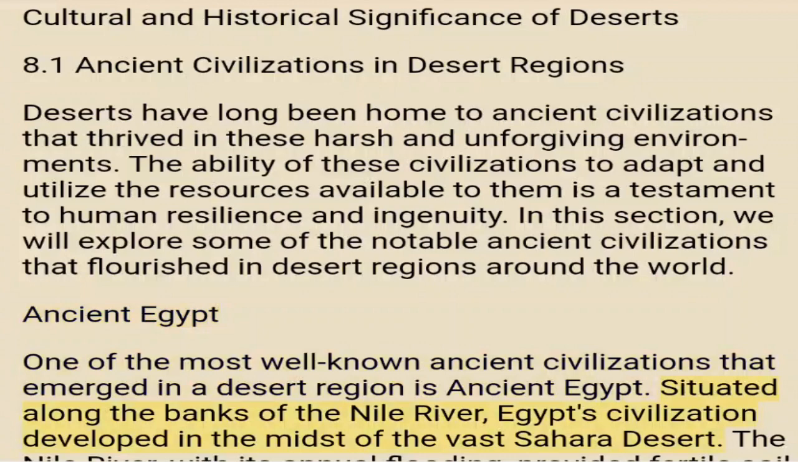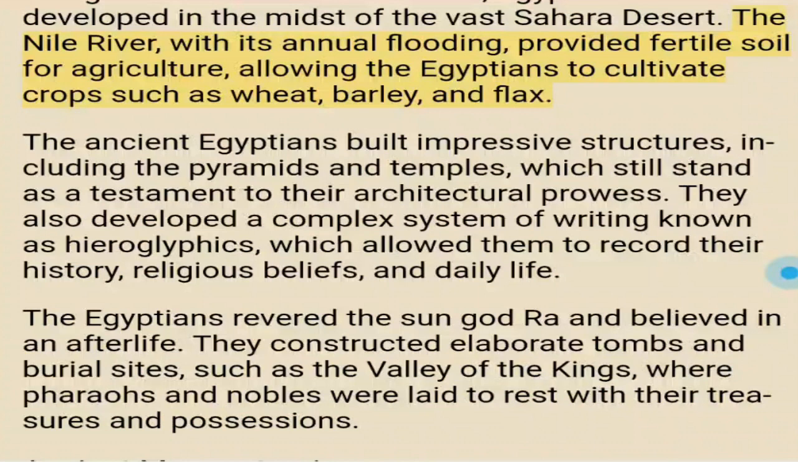Situated along the banks of the Nile River, Egypt's civilization developed in the midst of the vast Sahara Desert. The Nile River, with its annual flooding, provided fertile soil for agriculture, allowing the Egyptians to cultivate crops such as wheat, barley, and flax. The ancient Egyptians built impressive structures, including the pyramids and temples, which still stand as a testament to their architectural prowess.